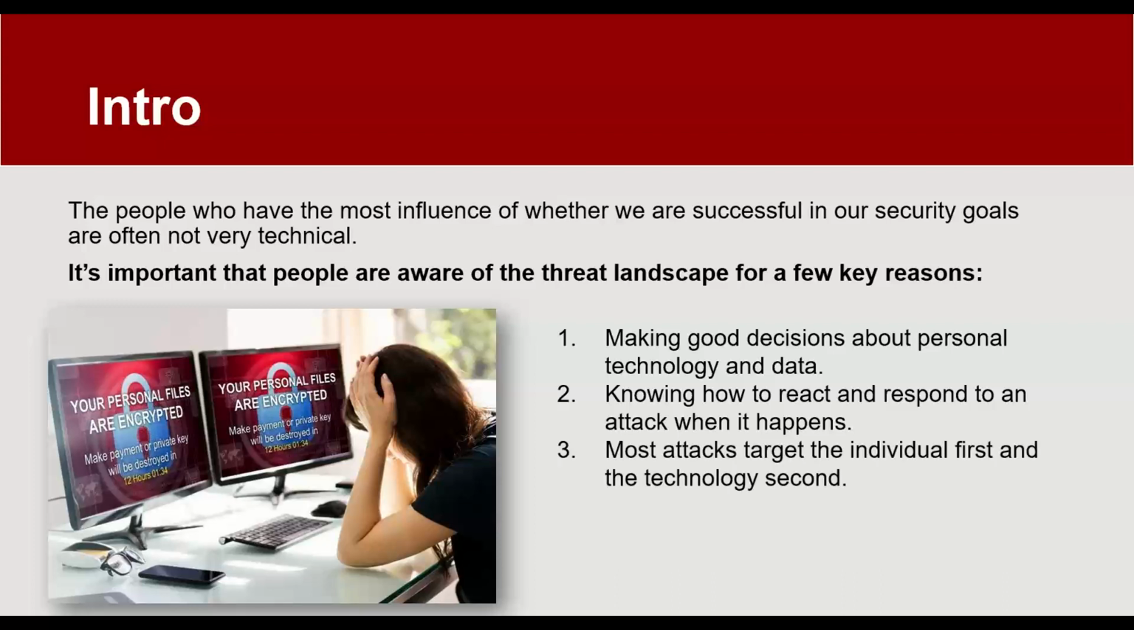Most attacks target the individual first and the technology second. I talk about this a lot, which is that a lot of the time it's the people that are the weak link in the chain when it comes to security. Think about, for example, the way a lot of ransomware hits. A lot of times ransomware targets a particular vulnerability, but is implemented by you downloading a package from an email or from a bad link or something like that. This is still targeting the individual first because it's getting the individual to take an action before the consequence can occur.